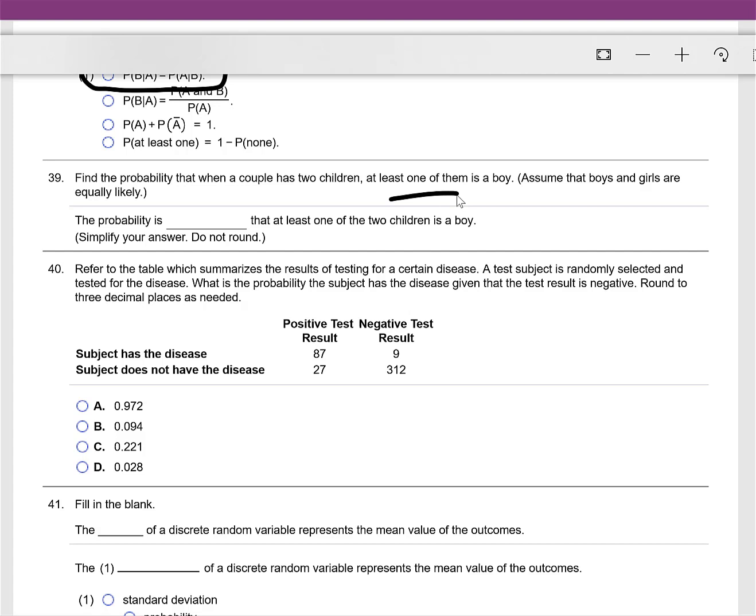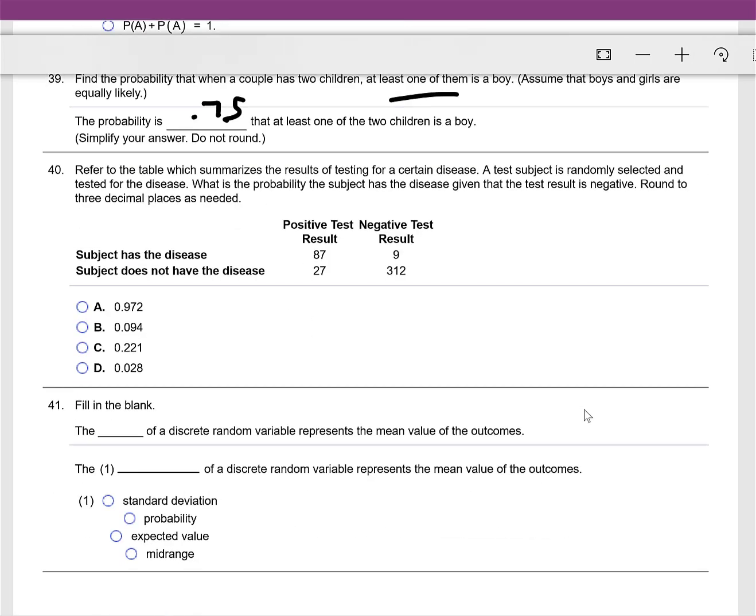Find the probability when a couple has 2 children, at least one of them is a boy. Okay, this is a pretty easy one to do because we know if there's 2 children, there's 4 outcomes, and 3 of those are going to have at least a boy in them. So the probability here is going to be 0.75 or 3/4. That's a pretty easy one for an at least problem.